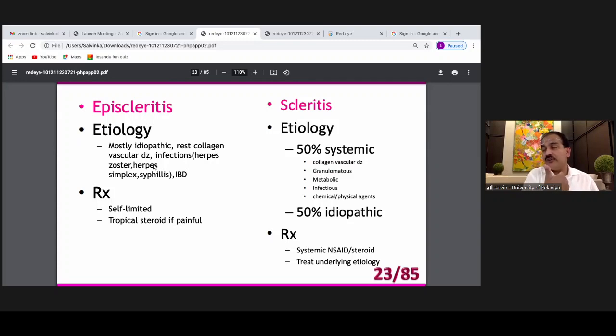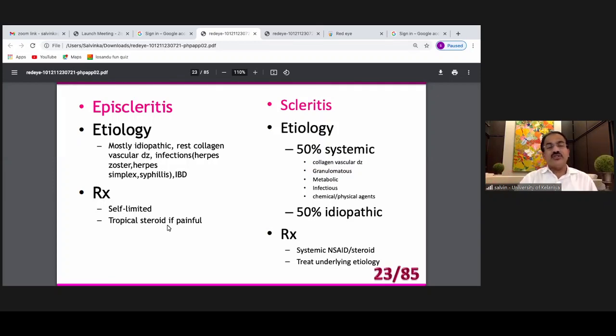One cardinal feature of episcleritis is that it is recurrent most of the time, and it is not uncommon. So that's episcleritis, with no severe pain, just a little bit of irritation. Self-limited most of the time.